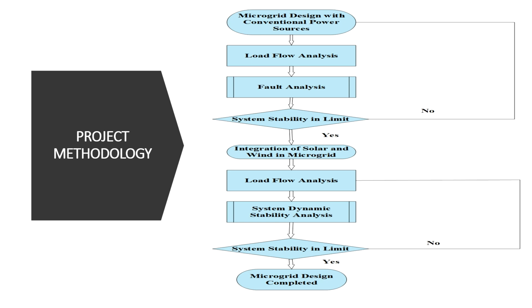So this is a flowchart of the project methodology. We will start from the design of the microgrid system. Then we will do the load flow and fault analysis. If the load flow and fault analysis are within the system stability limits, then we will gradually integrate the solar and wind into the microgrid. Then after that, we will again conduct a load flow analysis in the system. After that load flow analysis is done, the overall system dynamic stability analysis will be done. If these two things are within the stability limit, then we can say the microgrid design is completed.